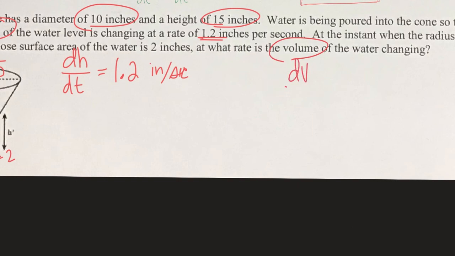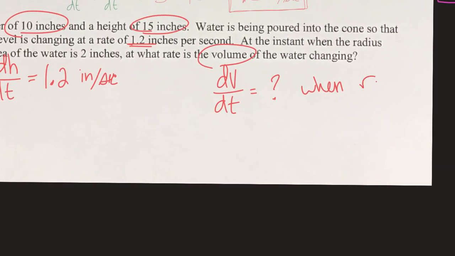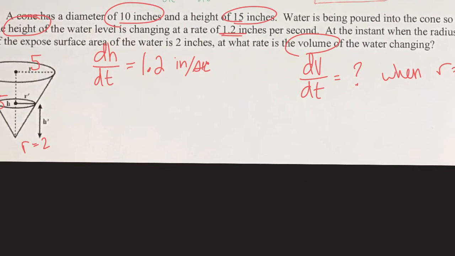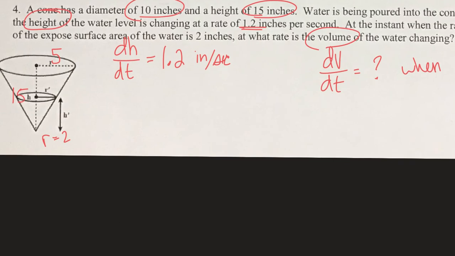So we want dV/dt when r equals 2. When the radius equals 2, how is our volume changing? Okay, so we start with the volume formula for a cone. And hopefully this will be given to you in your calculus questions.